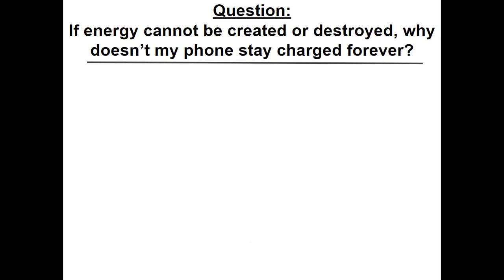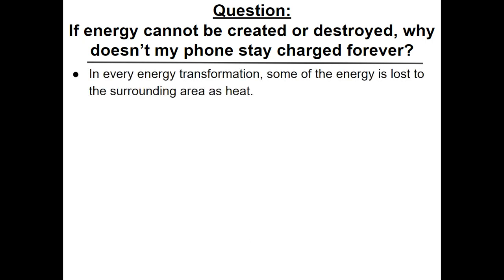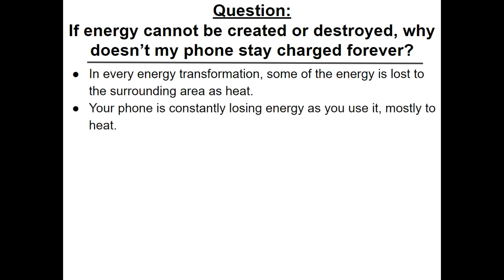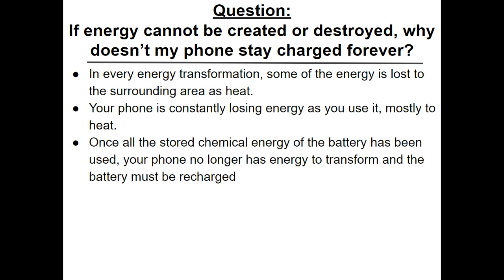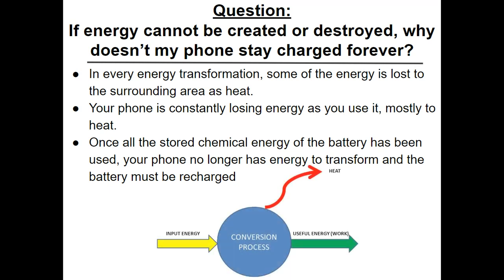All right, so question here. If energy can't be created or destroyed, then why doesn't my phone stay charged forever? The answer: in every energy transformation, some of the energy is lost to the surrounding area as heat energy. So your phone is constantly losing energy, mostly as heat energy. Once all the stored chemical energy of the battery in the phone has been used, the phone doesn't have any more energy to transform and the battery has to be recharged.